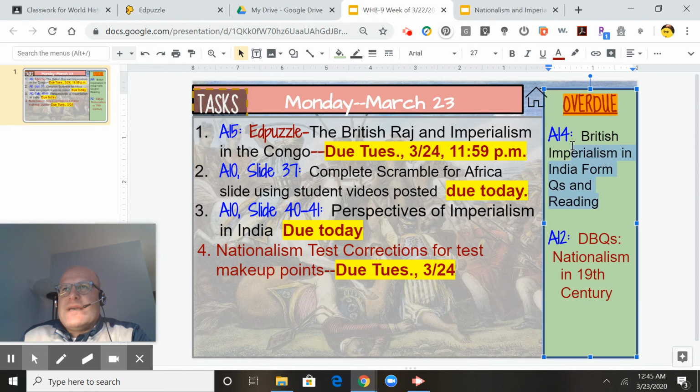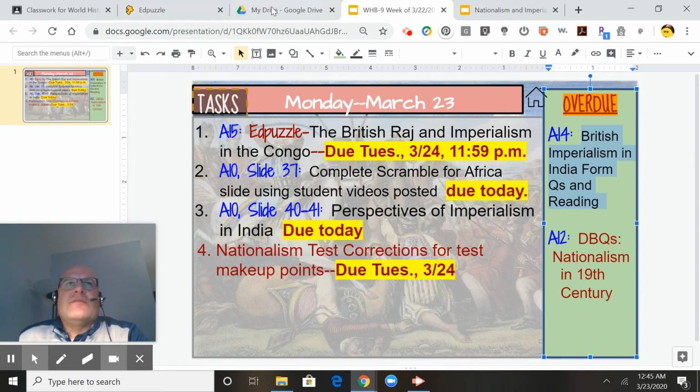The overdue assignment is the British imperialism in India reading questions that was introducing you to British imperialism and the Sepoy Mutiny. I've given you the Sepoy Mutiny and British imperialism about 4 different ways: the notes, in the notebook, through various activities. Hopefully, you've got the general idea if you've done things. That'll be the next thing I actually look at in the grade book.